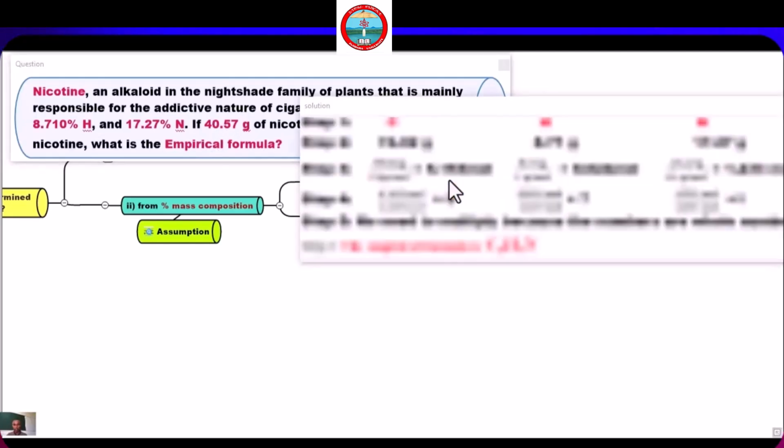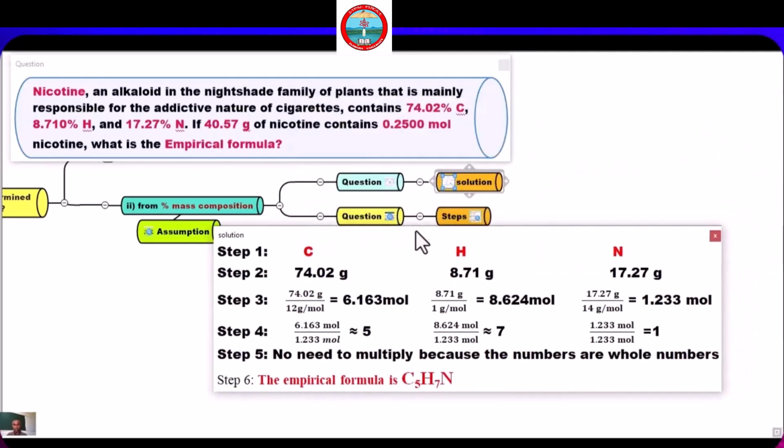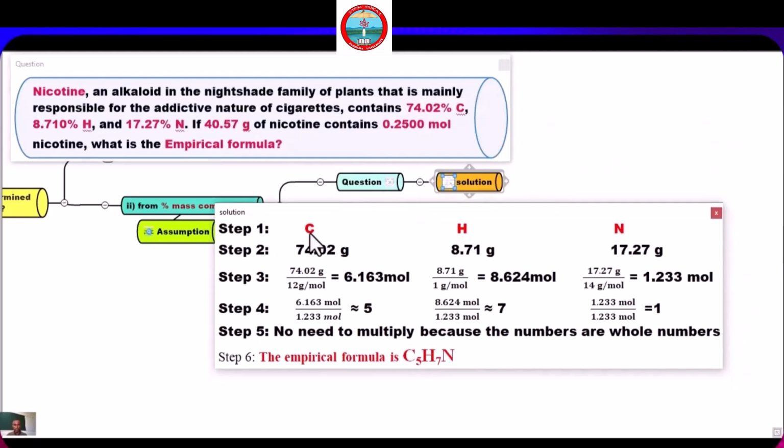The first step is set up or list out the elements in the compound. We have carbon, hydrogen and nitrogen, and change the given percentage of each element into gram.